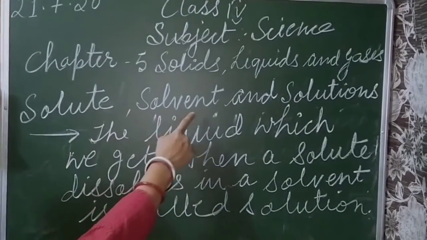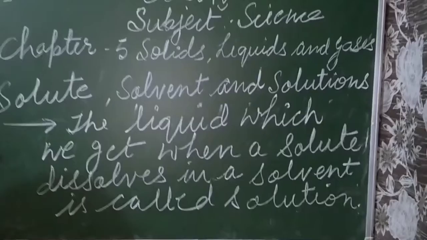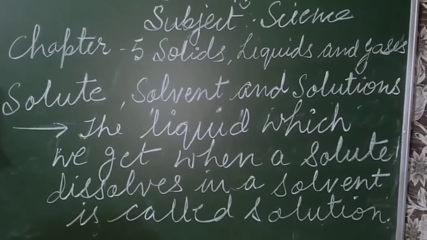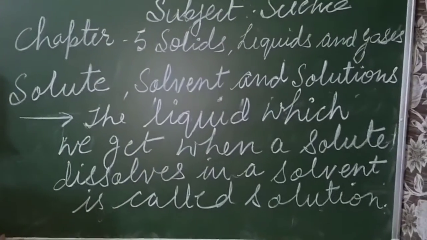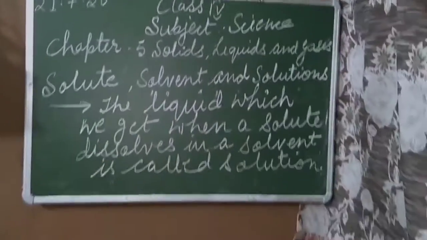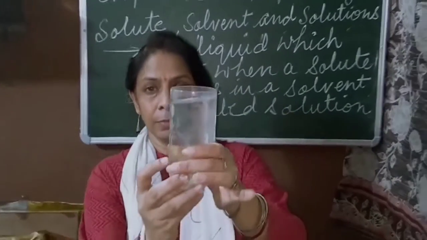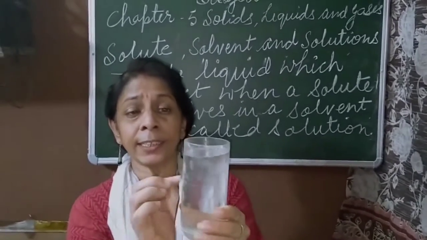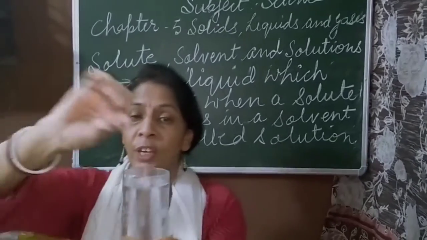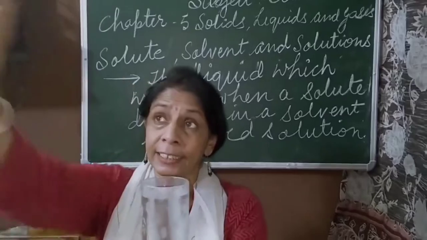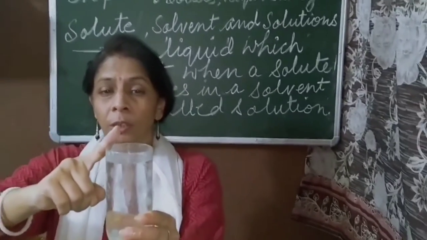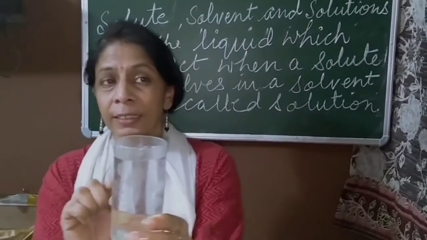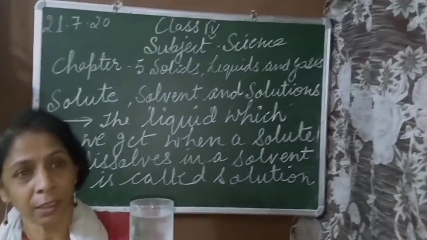After solute and solvent, next is solution. The liquid which we get when a solute dissolves in a solvent is called solution. See here. See this water. This is a liquid. This water is a solvent. When we added salt in it, that salt is solute. After that, what we get? Salt water. That is a solution. Okay?